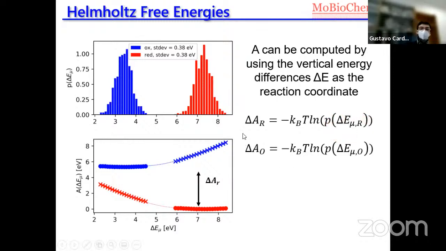In practice, you obtain this expression by starting from the definition of the Helmholtz free energy, which is minus kB times T times the logarithm of the partition function. You take that definition for the oxidized and the reduced states, and you can derive this expression here. So they are not the same expression, because here it is the probability distribution of vertical energies, a specific reaction coordinate. But these two are derived from the definition of the Helmholtz free energy in terms of the partition function.